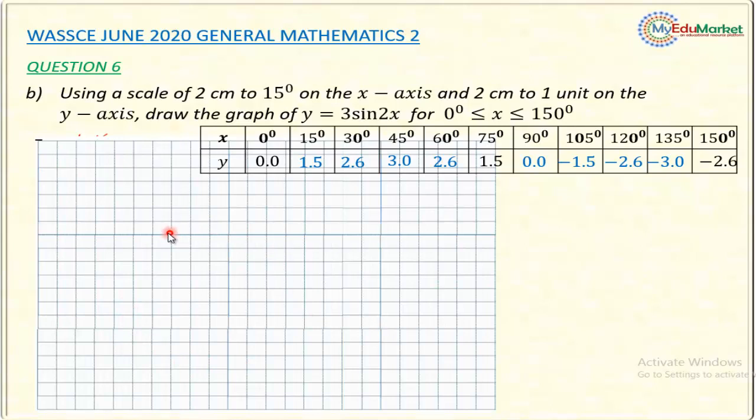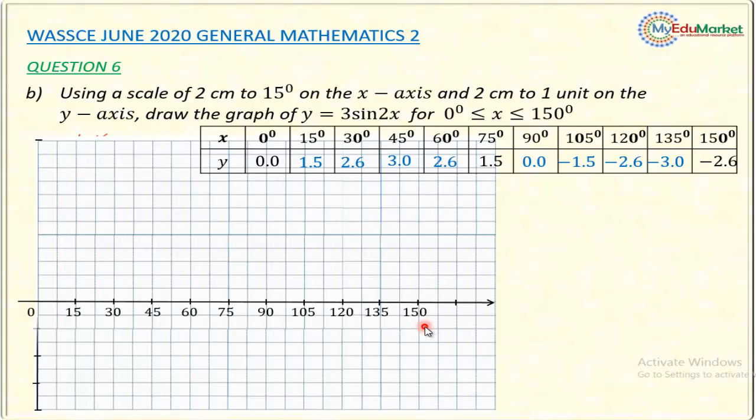So what I will do first is to draw the horizontal axis, that is the x-axis, using the given scale, and draw the vertical axis using also the given scale. Then I'll plot. Starting with the horizontal axis, the one that contains x in degrees, I will number it according to the given scale, 2 cm to 15 degrees. So this will be 0, 15, 30, 45, 60, up to 150. So this is my horizontal axis, that is the x-axis.